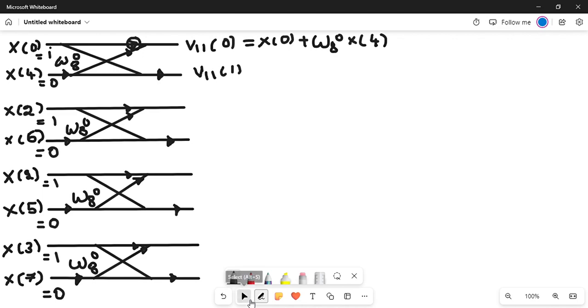I just got my resultant. That is what my omega 11 of 0 is equal to: this complete x of 0 which is flowing in this line, plus my x4 of 0, that is 0, which is flowing in this line, into this omega a to the power of 0, wherein both of these are passing through this line and joining here, right?